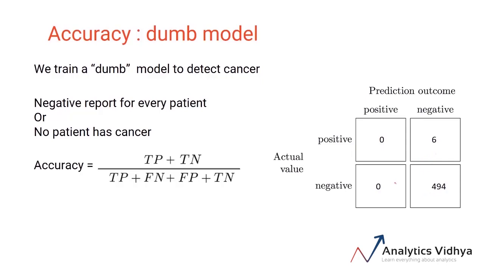Now if we use the accuracy formula and input the values from the confusion matrix, we'll have 0 plus 494 upon all the values. So I'll have 0 plus 6 plus 494 again. Now if we calculate, the accuracy comes out to be 98.8%. What just happened? Did a dumb model manage to trump a predictive model? We simply used brute force to predict every patient as negative. Or maybe the predictive model we trained is worse than the dumb model. That is not possible, right?